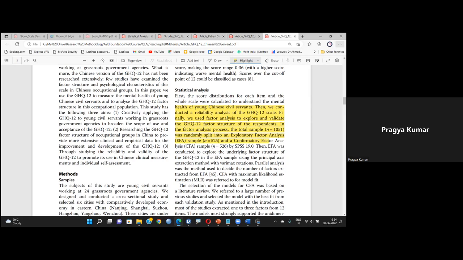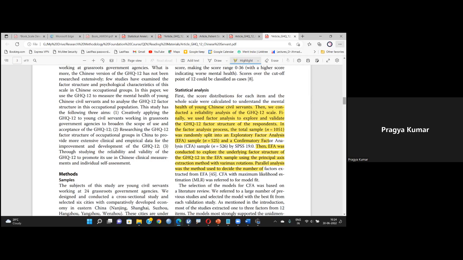But obviously the sample size will be different and the subjects will be different. And then you can say that analysis by SPSS 19. Then the EFA was conducted to explore the underlying factor structure of the GHQ 12 in the EFA sample using the principal axis extraction method with the Varimax rotation, parallel analysis method. They have written all those details.